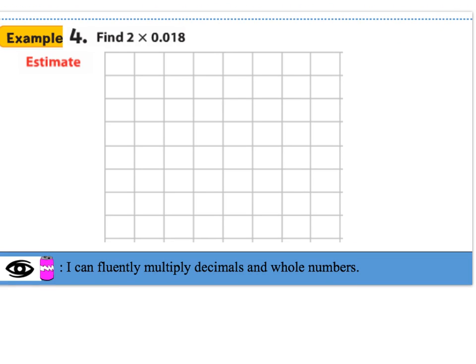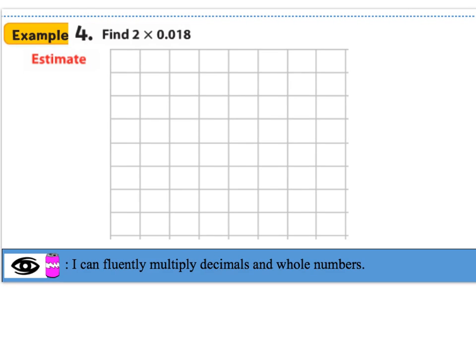Alright, so example 4 says find 2 times 18 thousandths. The first thing I want to do is estimate, so I know that 2 is equal to 2. And then 18 thousandths, if I think of that in terms of money, it's close to 1 cent. Because that looks like 1 cent right there. So that's close to $0. Okay, so if I multiply 2 times 0, my answer is not going to equal 0, but it's going to be approximately close to 0.